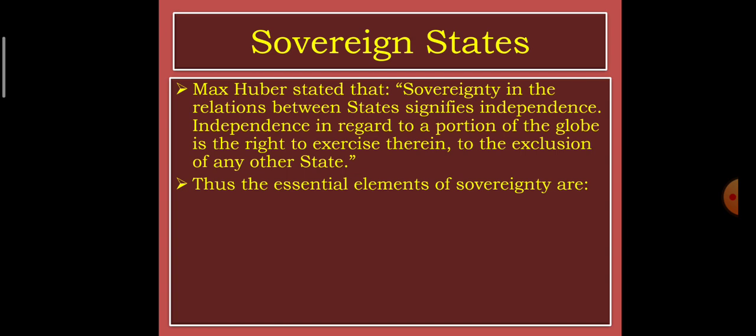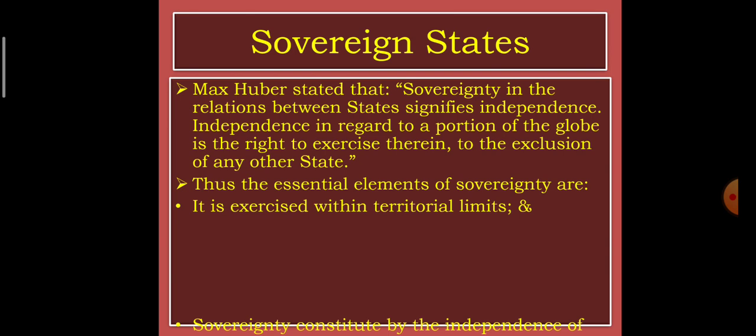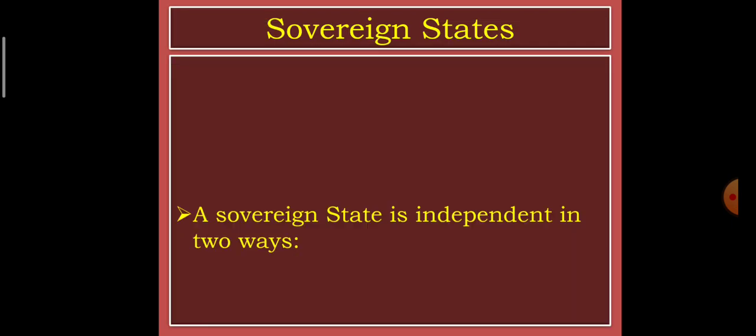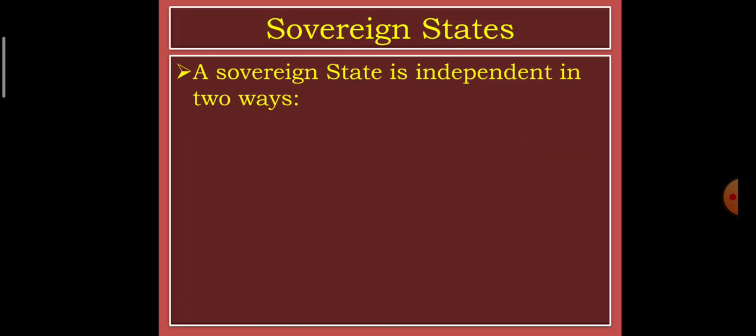any other powers. Thus, the essential elements of sovereignty are: it is exercised within territorial limits. Sovereignty is constituted by the independence of the state power from any other power, that is, an authority over which there is no other authority. So, that was the element of sovereignty.